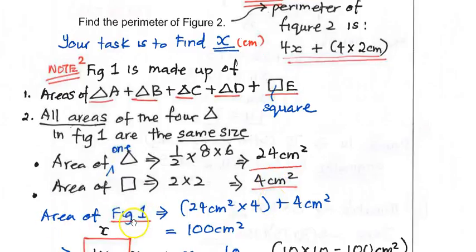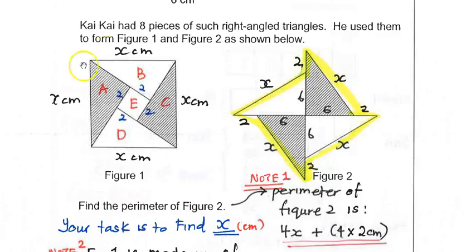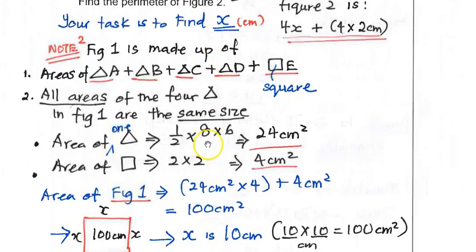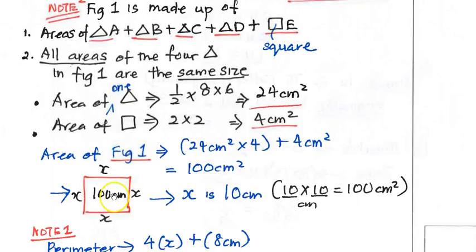Now, not finished yet. Area of figure 1. Area of figure 1 is this whole thing. It is this 4 triangles and this E, right? So the 4 triangles, where one triangle is 24, 24 times 4 plus 4 gives you 100 cm square. Now take a look. 100 cm square, if the whole figure is a square, what are the two sides that times together gives you 100? 10, right? It means x is 10 cm. 10 cm times 10 cm.